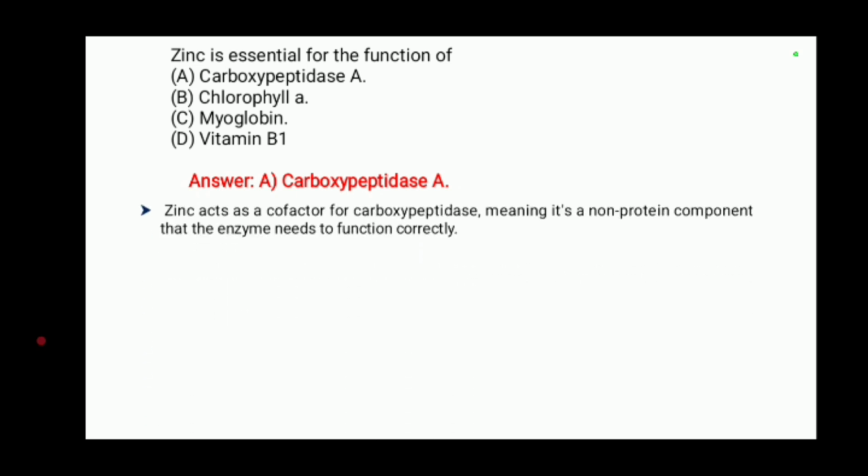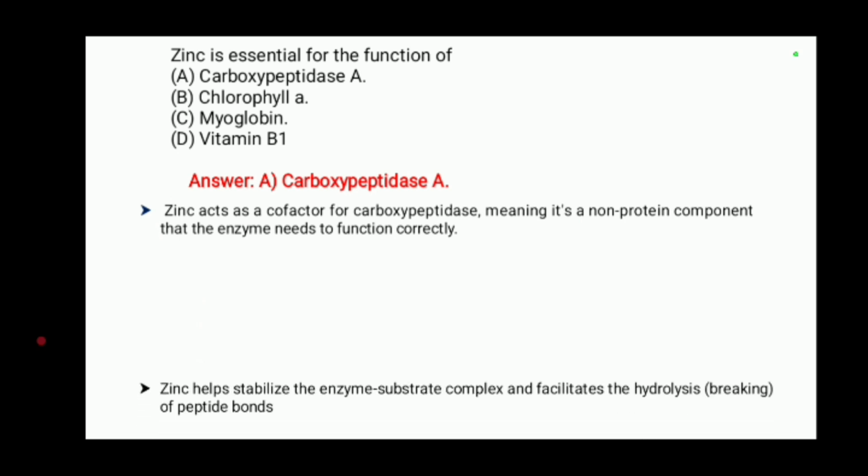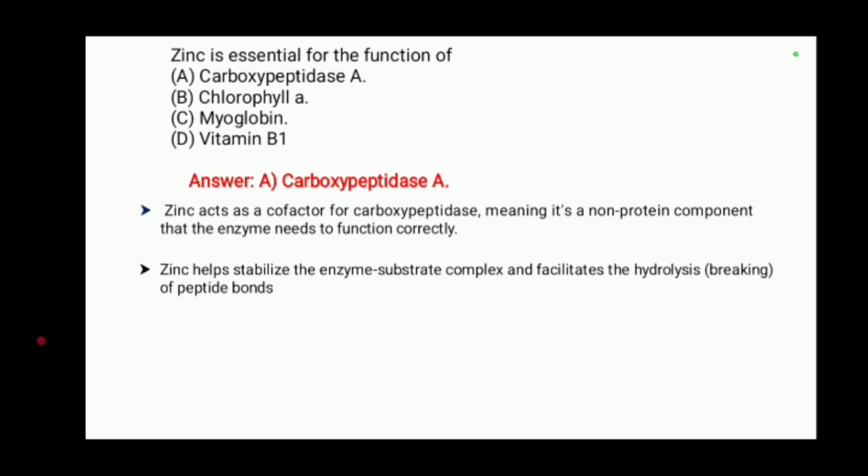Zinc acts as a cofactor for carboxypeptidase. It means that it is a non-protein component which the enzyme needs to function properly. So this carboxypeptidase needs zinc to function properly. Zinc helps stabilize the enzyme-substrate complex and facilitate the hydrolysis of peptide bonds.